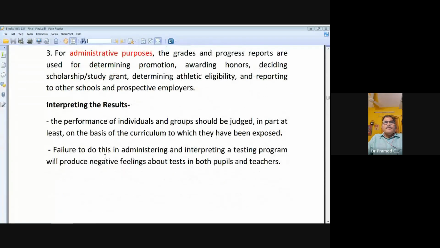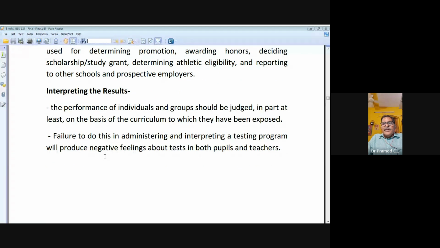But lastly, interpretation of the result is very important, because performance of the students, individually and also in the group, should be judged properly, because all the content areas are to be covered, and also how far he is exposed to the content area will be judged from the interpretation of the results. But sometimes when we are interpreting the results, we get negative outcomes, because some students are not getting good marks and they are below average, then definitely the negative feeling will come.